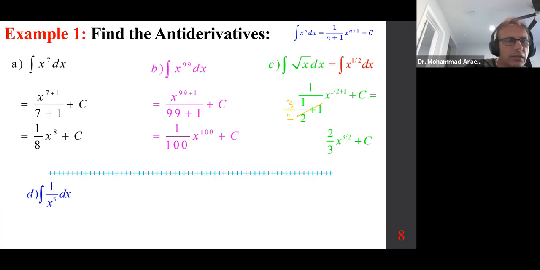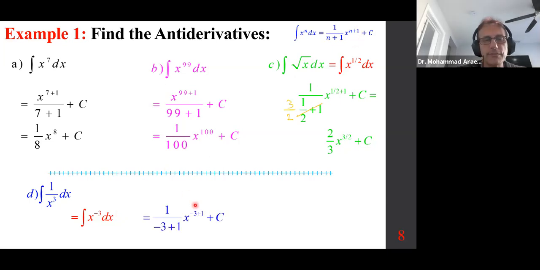Same thing that we did in the case of differentiation, we changed this so the power rule could be used. We changed it into x to the power of -3. So that's your algebraic technique. Now we use the rule. 1 over -3 plus 1, x to the power of -3 plus 1.